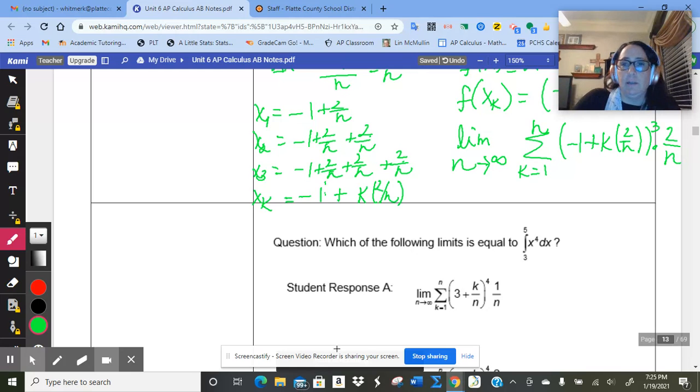So let's look at this. It says, what is this equivalent to? Let's go ahead and do our steps. First, find your delta x. Oh, look at that. It's the same thing.